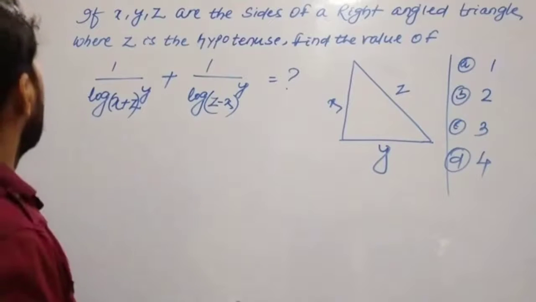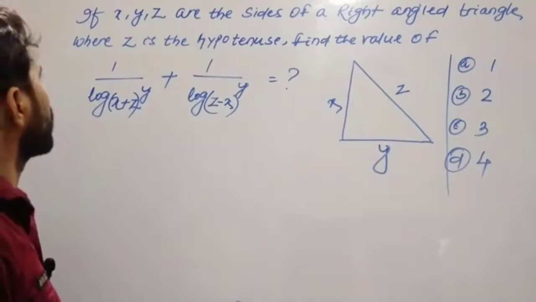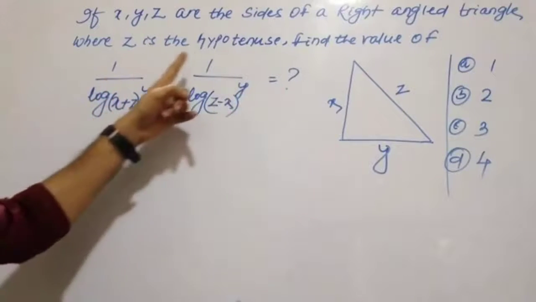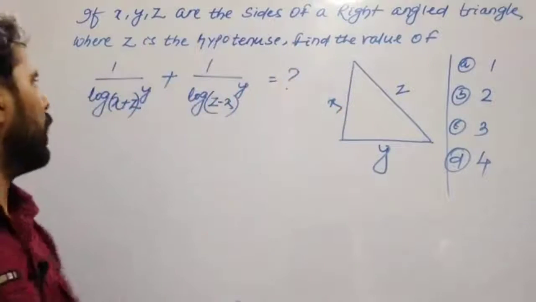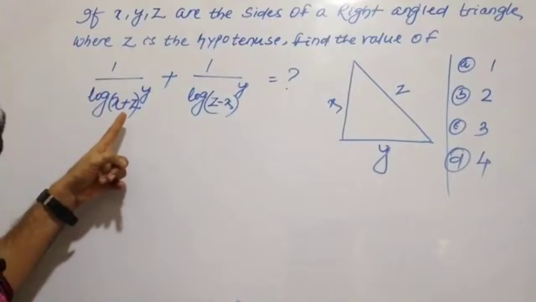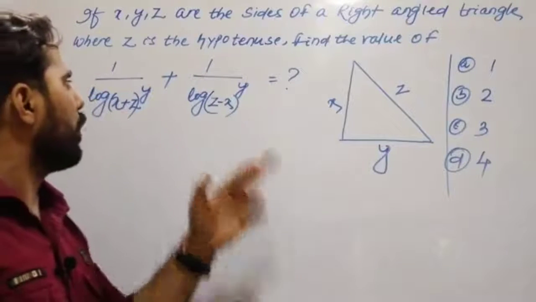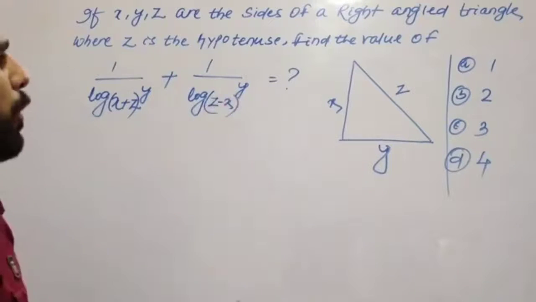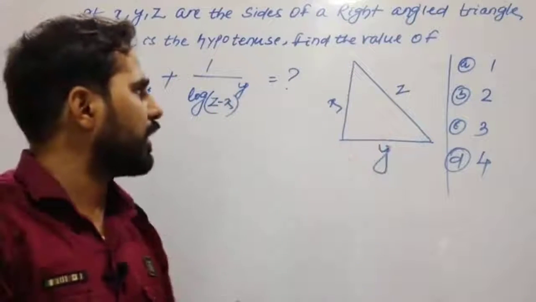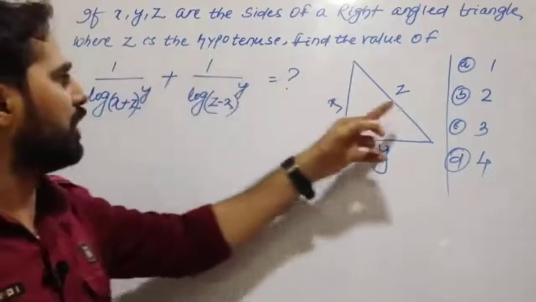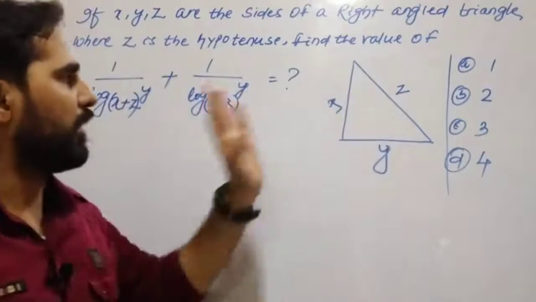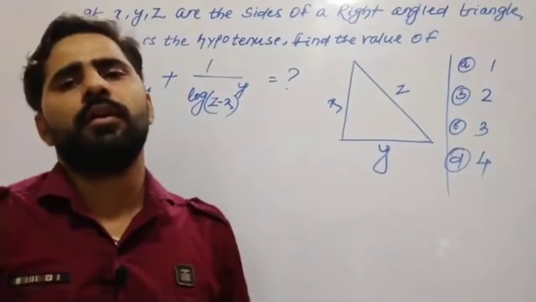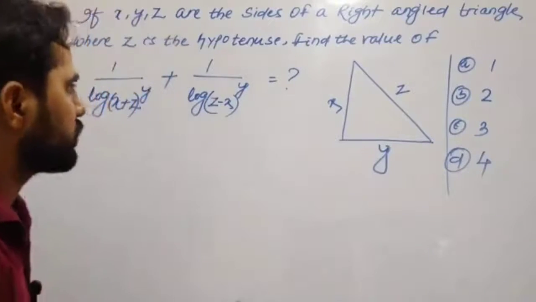Here a question is given. If x, y, z are the sides of a right angle triangle where z is the hypotenuse, then find the value of 1 by log (x plus z) to the base y plus 1 by log (z minus x) to the base y is equal to how much? This is the right angle triangle and z is the hypotenuse, then x may be base or perpendicular, and y may be perpendicular or base.